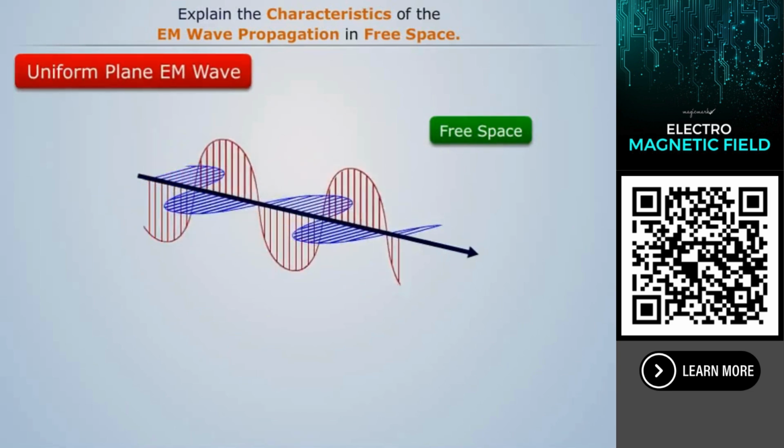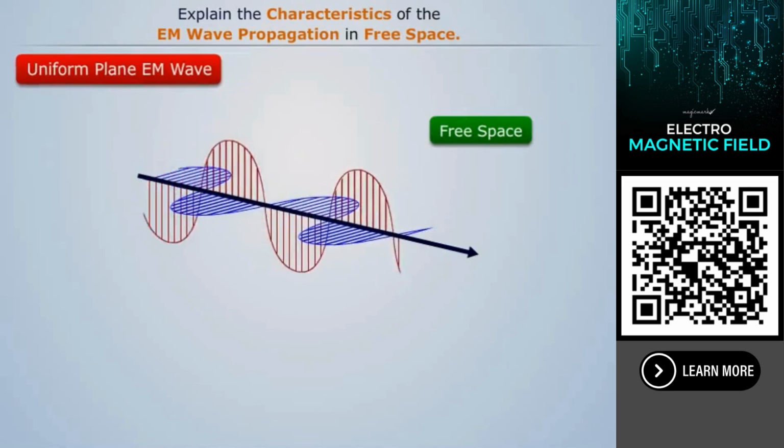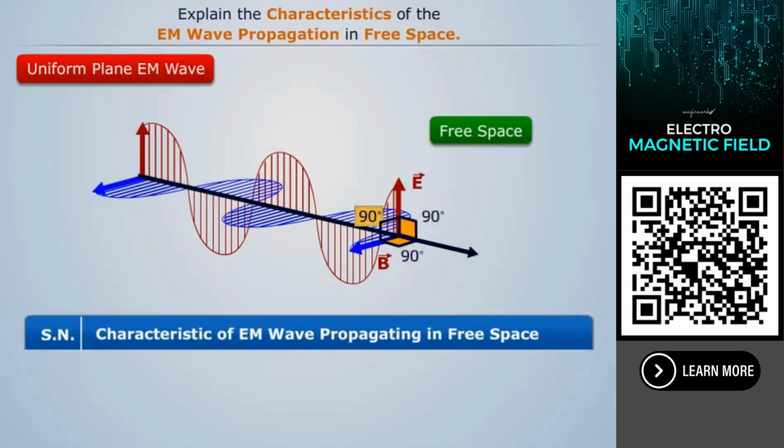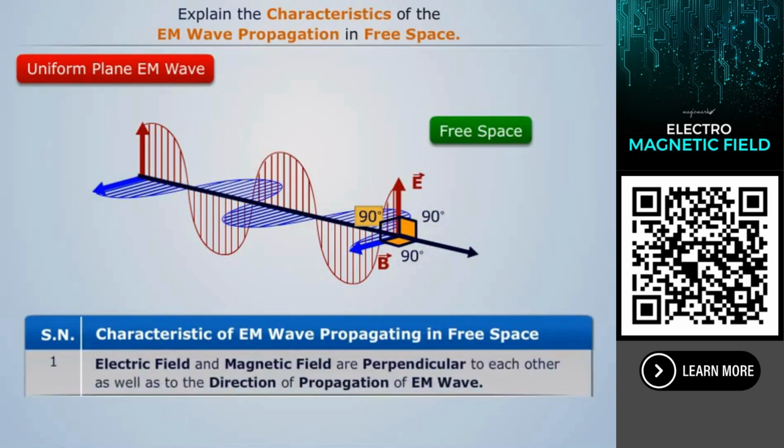Since the EM wave considered is a uniform plane wave, the electric field and magnetic field are perpendicular to each other, as well as to the direction of propagation of the EM wave. Thus, the first characteristic of EM wave propagating in free space is that the electric field and magnetic field are perpendicular to each other, as well as to the direction of propagation of the EM wave.